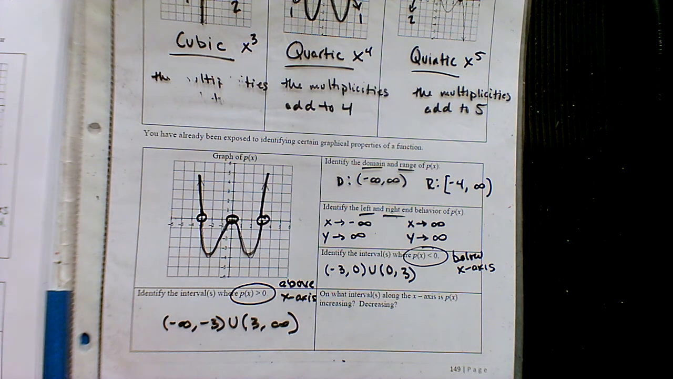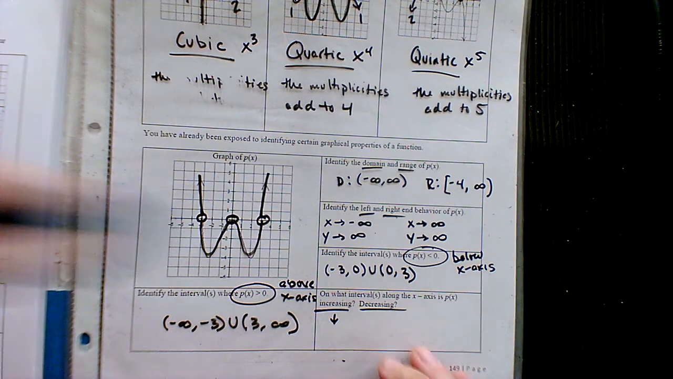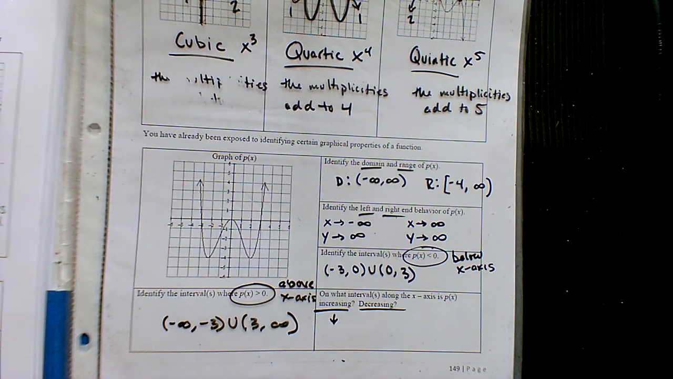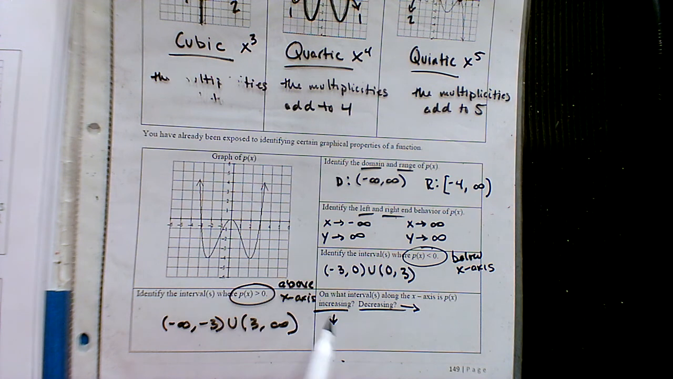All right, one last review characteristic, increasing and decreasing. So if you were to physically walk along the path of this graph, where would you be walking up? Where would you be walking down? Okay, can we list those intervals? Let's go up first.